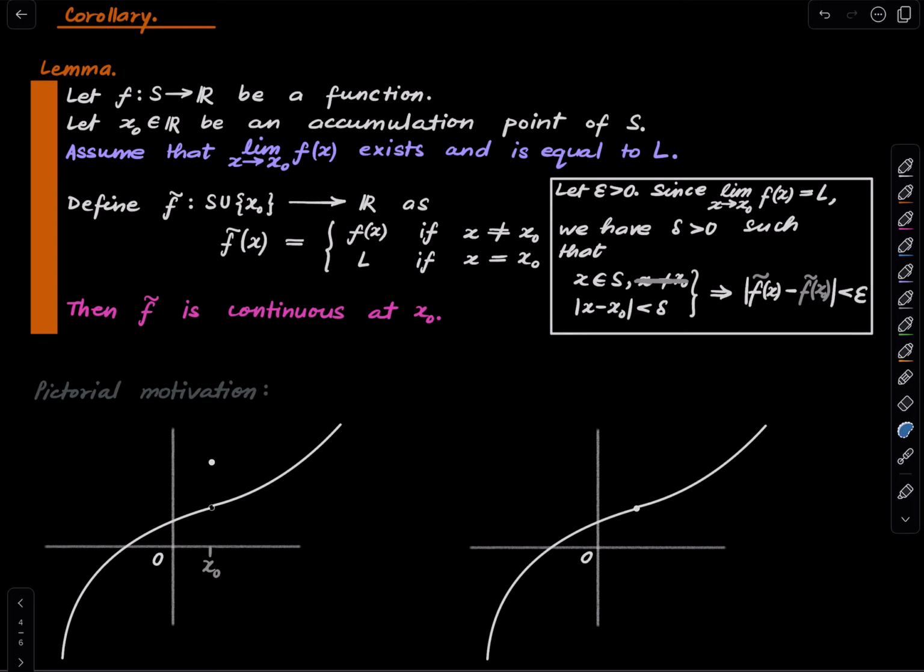Wonderful. And the converse is also true. I haven't written the converse, but if you define f tilde that way and it turns out to be continuous, then this limit is equal to L. So that part is also true. Just a reverse of this. So fine. And as an exercise, you can try to prove these things.